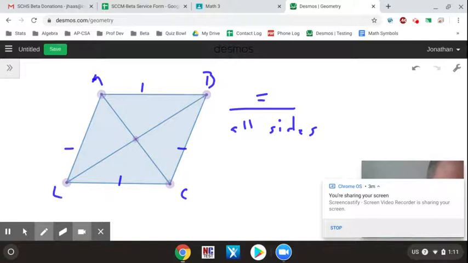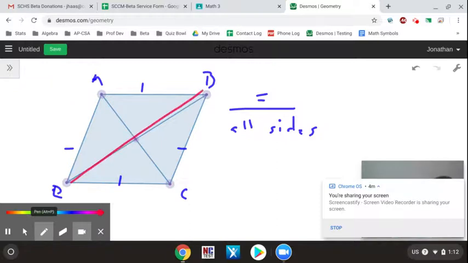Now, it is no longer true, however, that the diagonals are equal. You can actually look and tell that if I mark my two diagonals, this diagonal in red is clearly a little bit longer than this diagonal that I'm marking in pink. So my diagonals are no longer the same length, because that is true for rectangles, but not for rhombuses or other parallelograms necessarily.